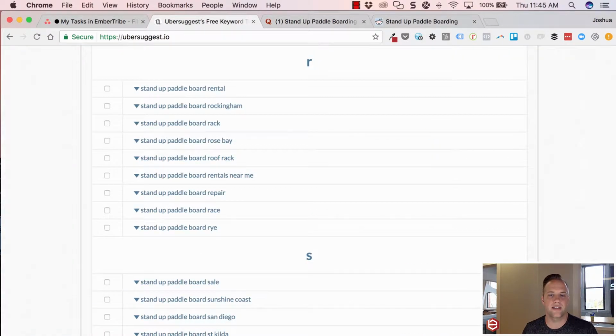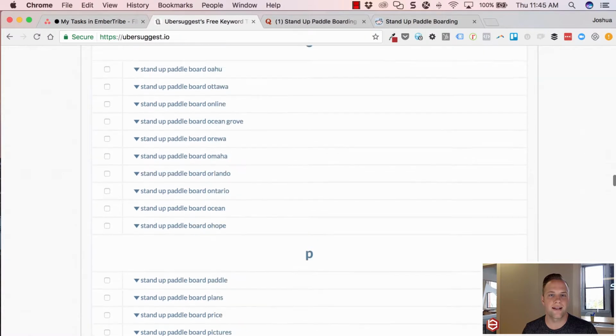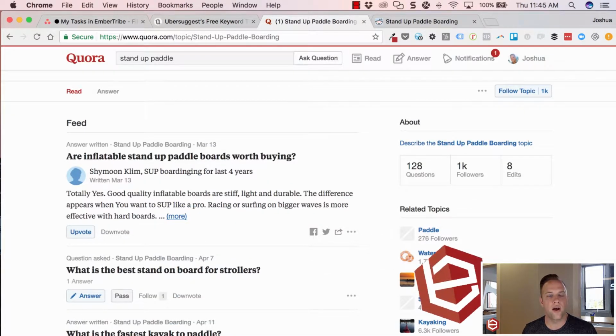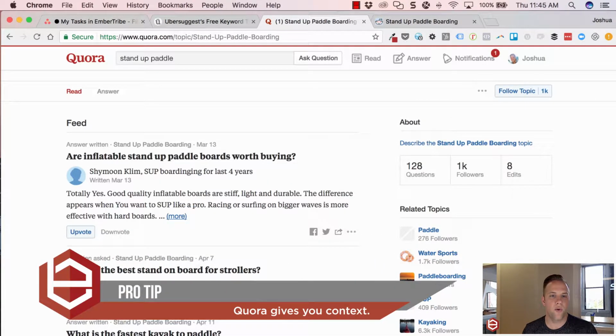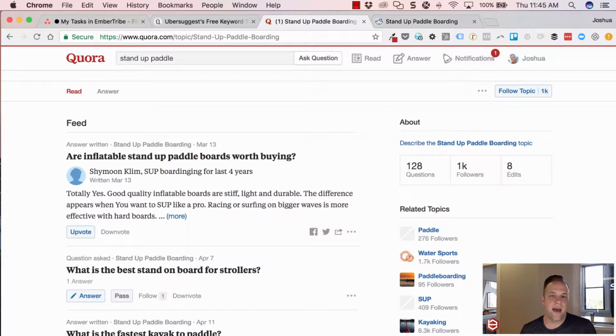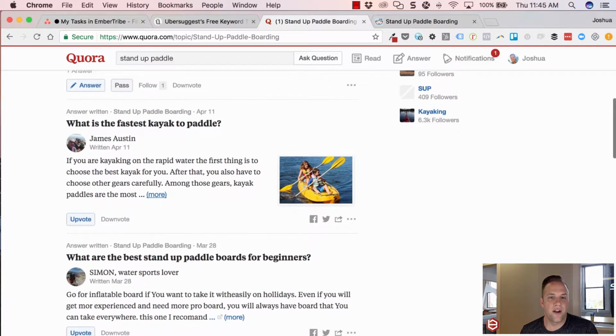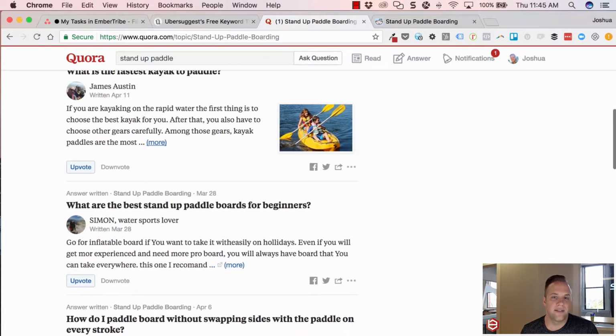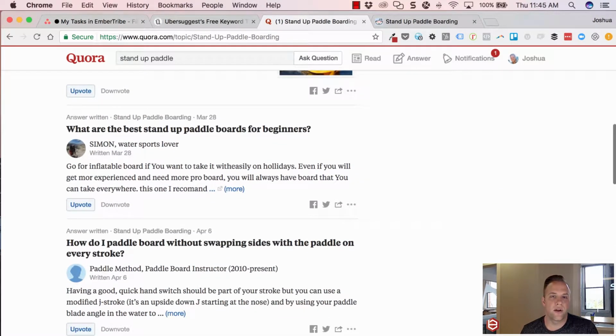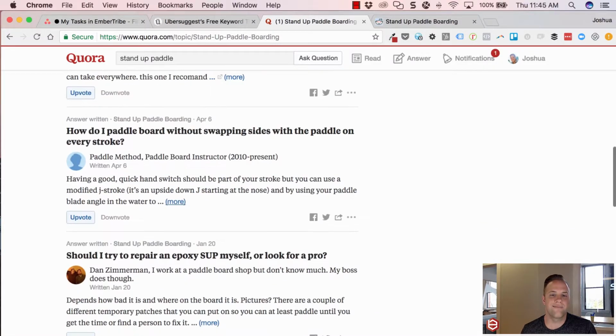Now, Ubersuggest is good for the keywords, but there's not a lot of context here. With Quora, we're able to see people's questions and what people are discussing in the answers about this. So here's a question about inflatable stand-up paddleboards. Are they worth buying? Here's some other stuff about related activities in kayaking. But here's one, what about paddleboards for beginners? People just getting into this. So you can see there's a lot of great stuff here.